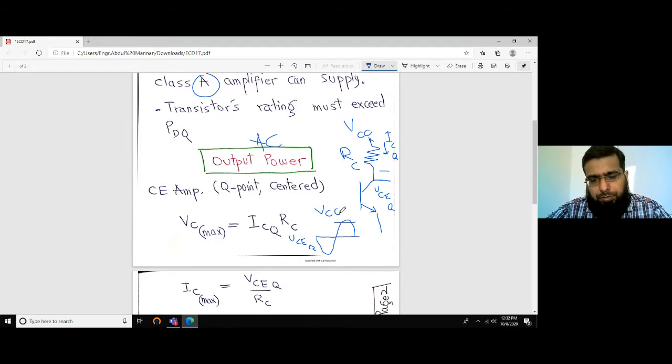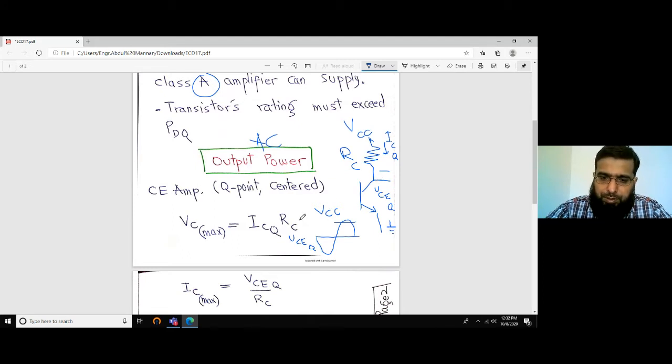So how would you calculate that VC max? In fact, VCC is the voltage of this terminal with respect to ground plus the voltage drop here. So if we add these two DC voltages, the voltage drop across resistor RC and the voltage of the collector terminal with respect to ground, it becomes VCC.